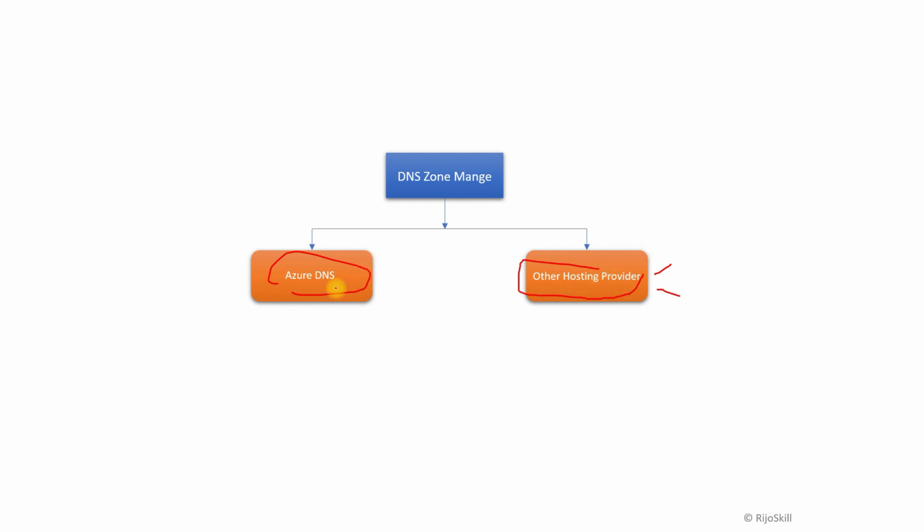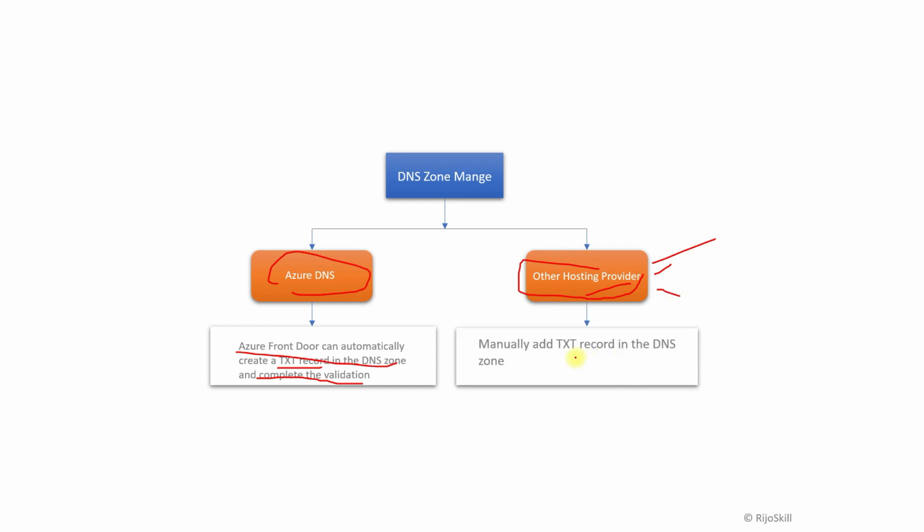With Azure DNS, you don't need to create any TXT record or anything, because Azure Front Door automatically creates all the records and completes the validation as well. But if you are using another hosting provider, you need to manually add the TXT records, because once you create the Front Door, it will create the TXT record. You need to copy the TXT record and paste it in the hosting provider. So now you understand what DNS zone management is in Azure Front Door.